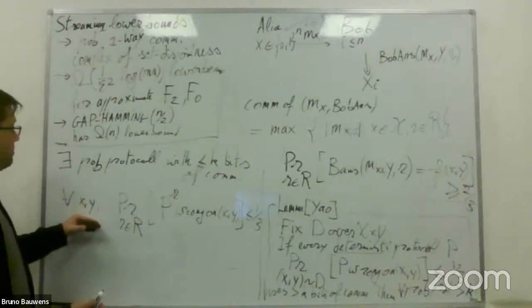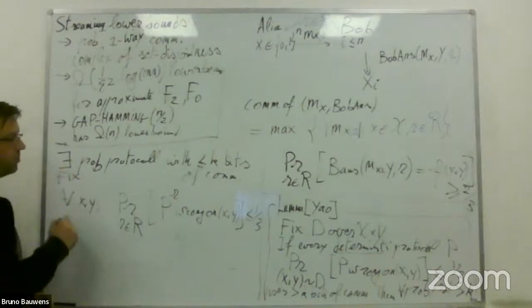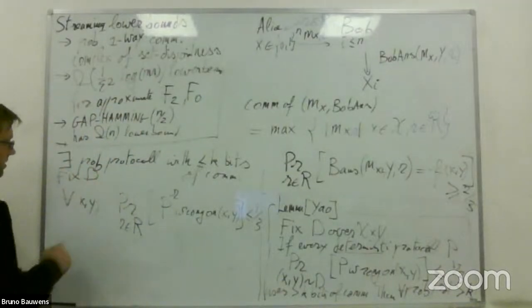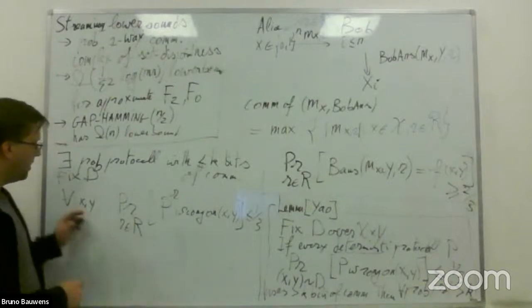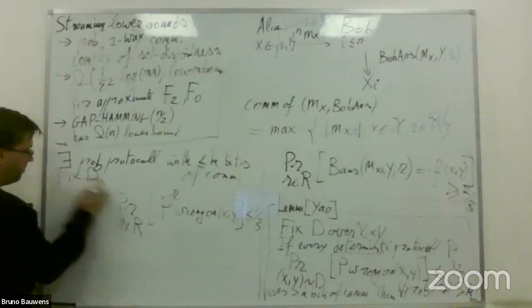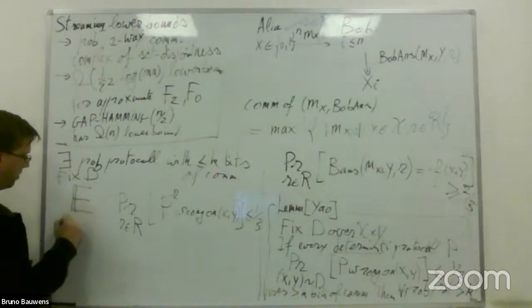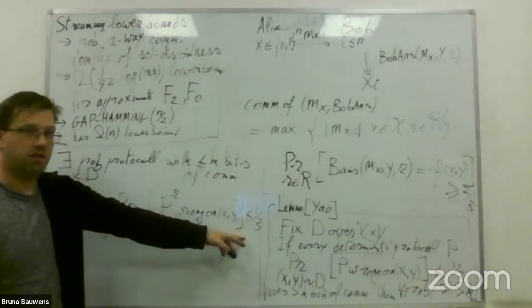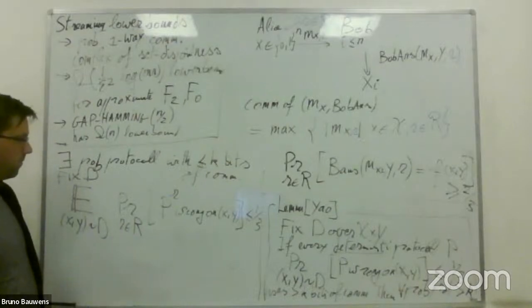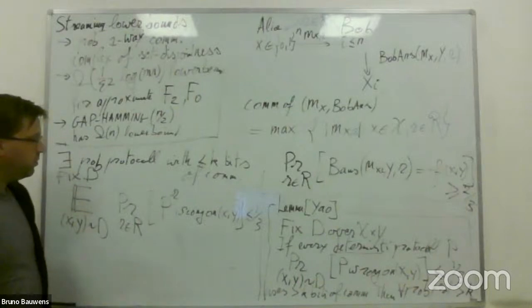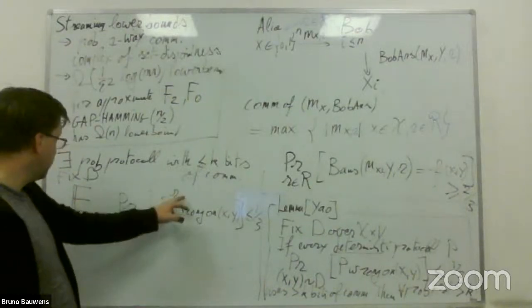Okay, now fix the distribution. We need to prove something for every distribution, so we get the deterministic protocol. So fix D. If this is true for every input, then it's true on average over D. So for all x, y, I will replace by the expected value over x, y from D. It will still be smaller than 1/3. Okay. And now we are done. Now we have our deterministic protocol because we know how to choose r.